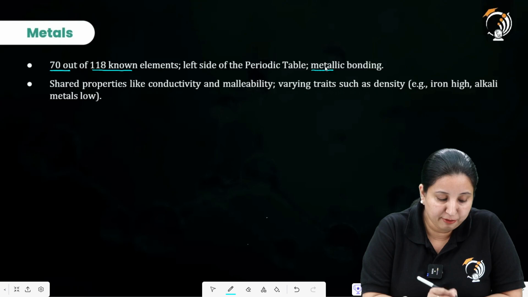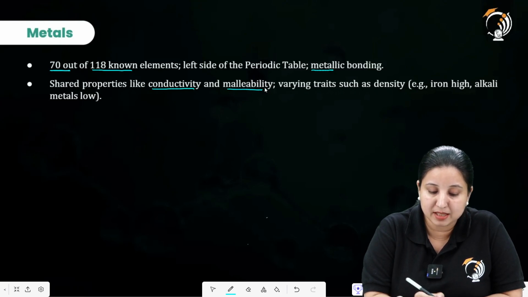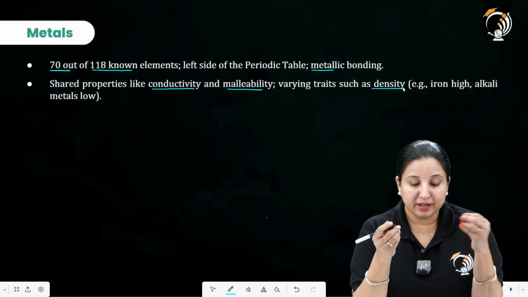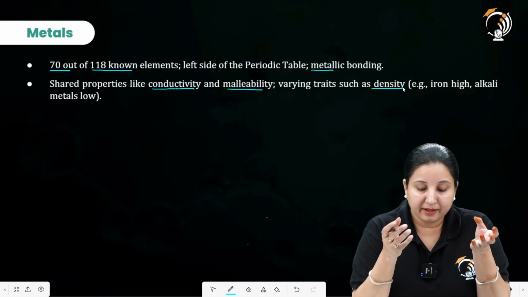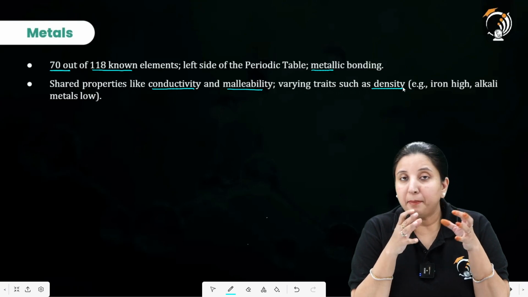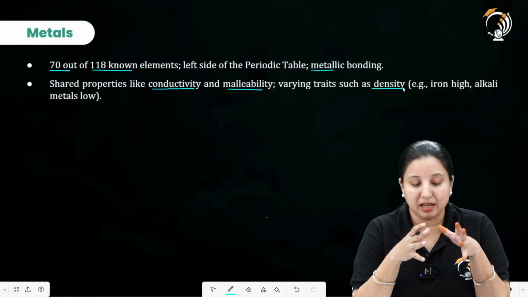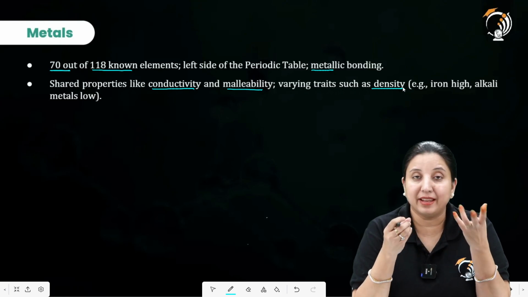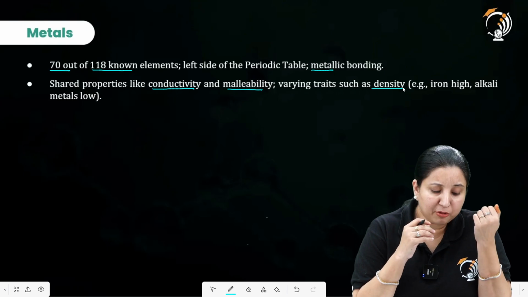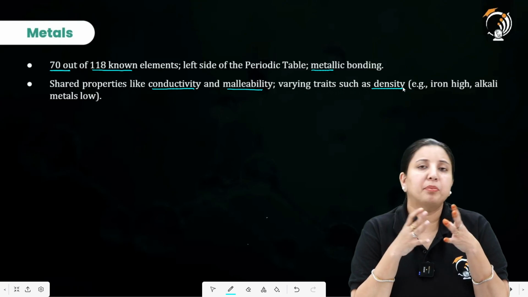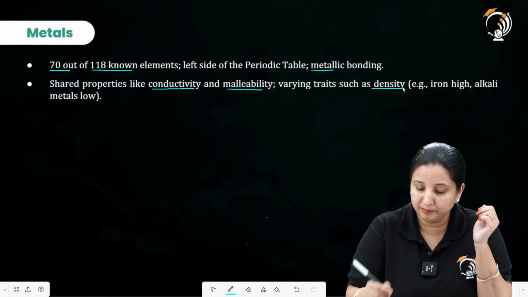If we look at the shared properties like conductivity and malleability, they vary, and then we have other properties like density. For example, iron has very high density, but the alkali metals have low density. So density is a varying property, but conductivity, malleability and ductility are properties which are very common among metals.